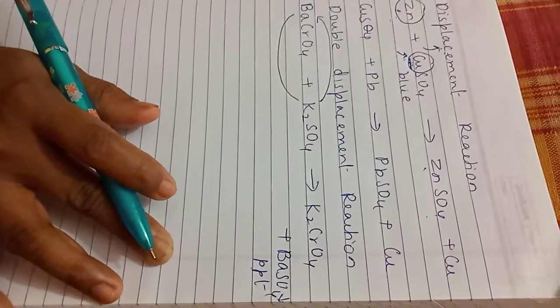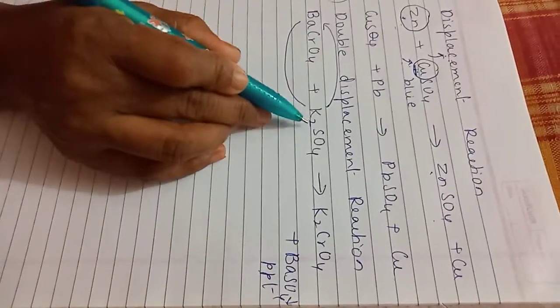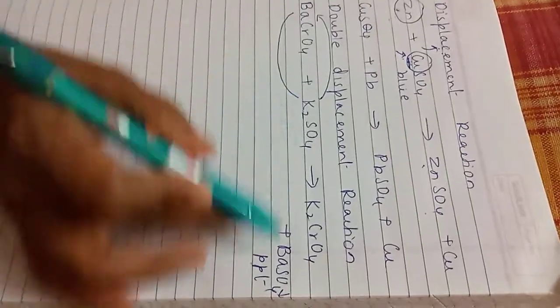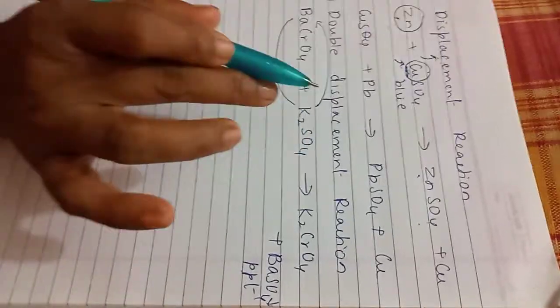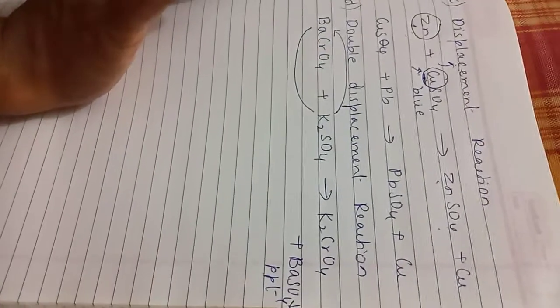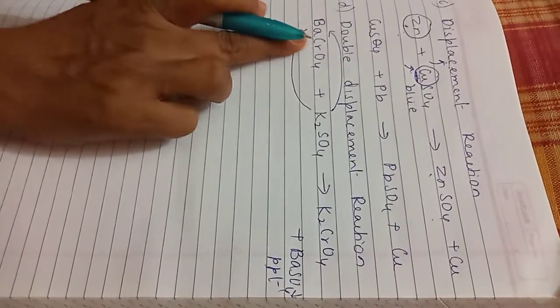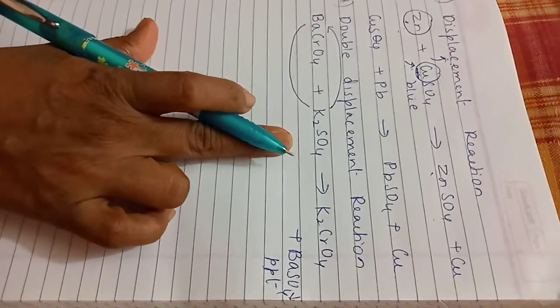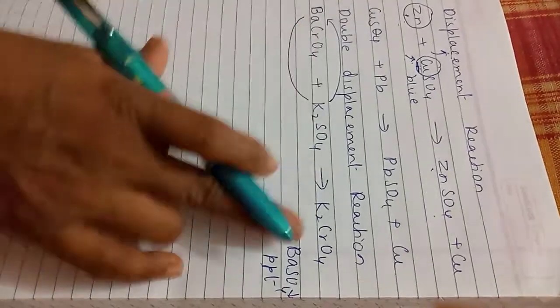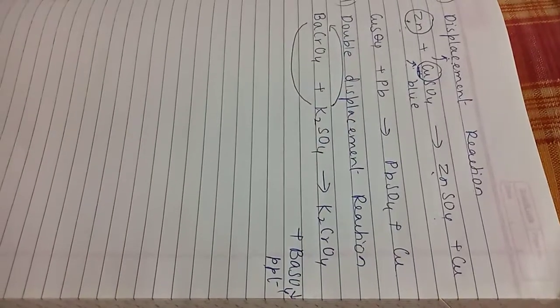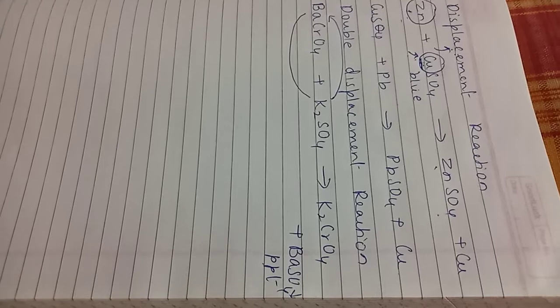So what is a double displacement reaction here? There is exchange of ions between the reactants to form a precipitate. Okay, that is called as a double displacement reaction. Are you okay here? This is barium chromate, this is potassium sulfate. Barium occupies the position of potassium and vice versa. That's it. This is the type of reactions.